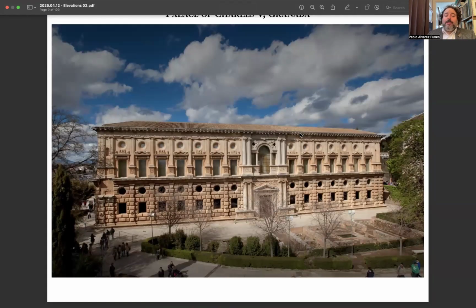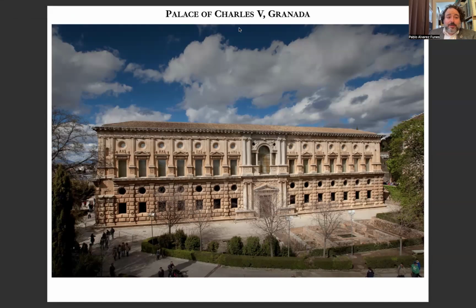Without moving to Spain, I wanted to put some notes, some interest in the palace of Charles V in Granada, because this is a mannerism before mannerism. It is thought that the architect called Pedro Machuca started to build in 1525, more or less at the same time that Giulio Romano was starting to define a new way of doing things in the Palazzo Te in Mantua.